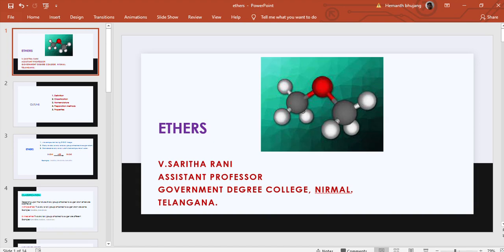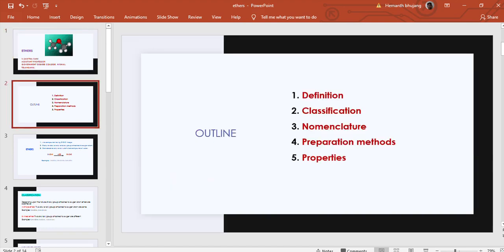So in this ethers topic, we are going to learn about the definition, that is what are ethers and how ethers are classified, and how the nomenclature is given for ethers, that is common nomenclature as well as IUPAC nomenclature, and the various preparation methods as well, and the properties of ethers.